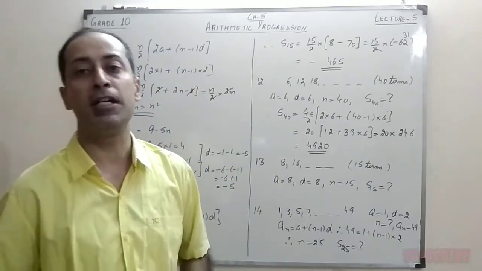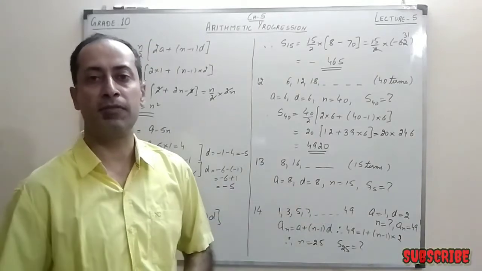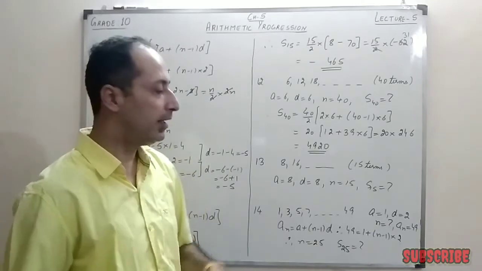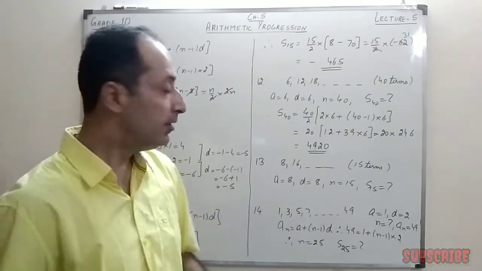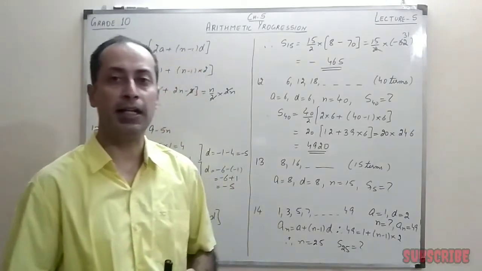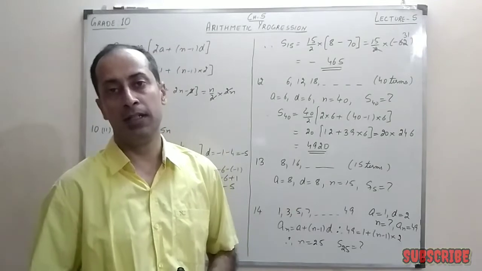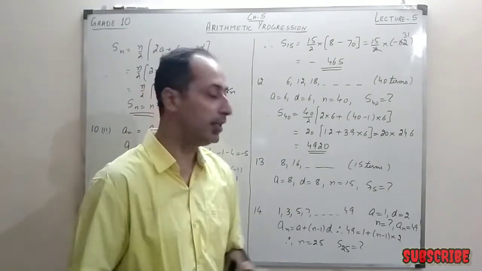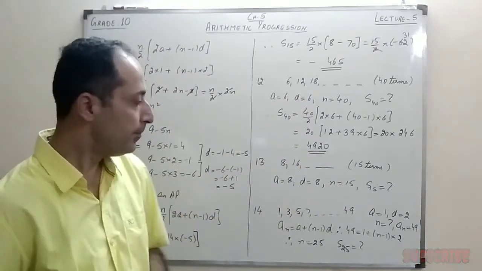Similarly, in the 13th question, I have to find the sum of the first 15 multiples of 8. The multiples of 8 would be 8, 16, 24, 32, and I have to find the sum of the first 15 terms. So again, here a is 8, d is also 8, and the number of terms is 15. Sum of 15 terms means I have to find S15. Proceeding this way, I can find the sum.